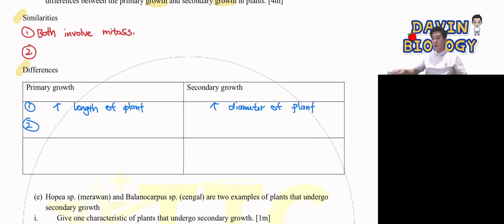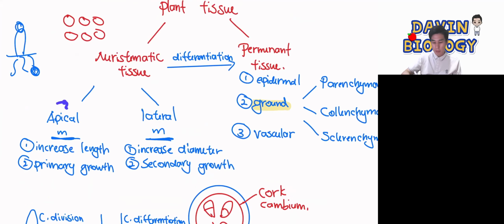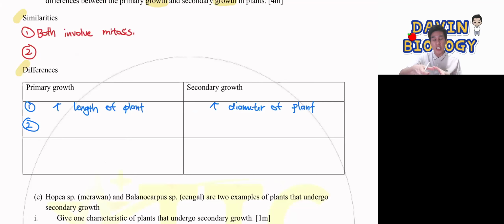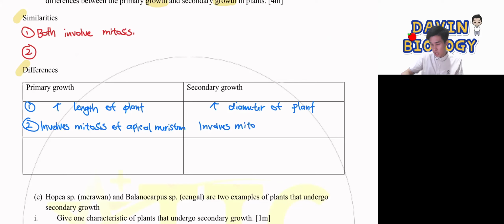Next, what tissue is involved? So that's here, I already told you. Apical meristem and lateral meristem. One is the tip, one is the lateral, the cross section. So however, when you write the answer, you must write like this: involves mitosis of apical meristem, involves mitosis of lateral meristem. All right.